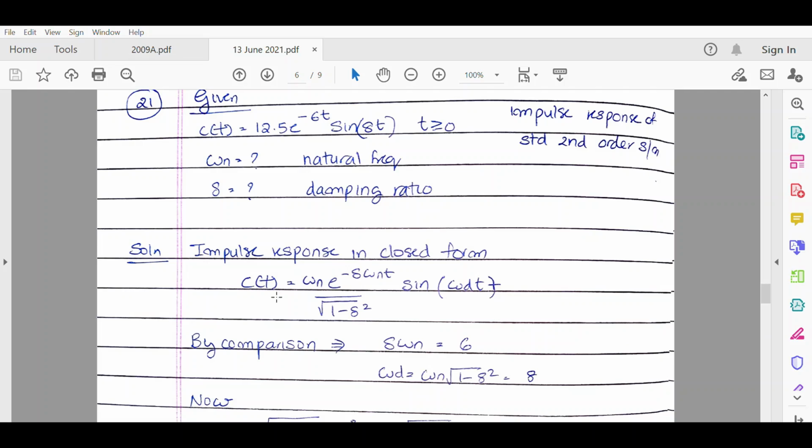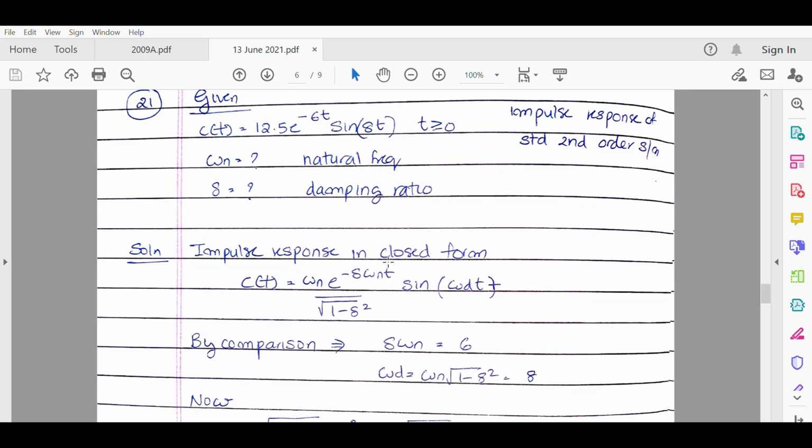That is C of t is equal to omega n into e to the power minus delta into omega n t divided by root of 1 minus delta square sine omega d t. Now omega n is the natural frequency, omega d is the damped natural frequency. Now if we were to compare this standard response in the closed form and the standard response given over here, we will be able to make out that delta omega n is equal to 6.